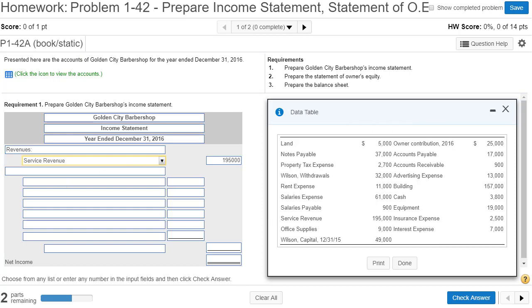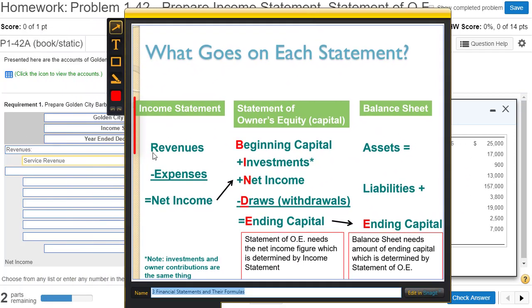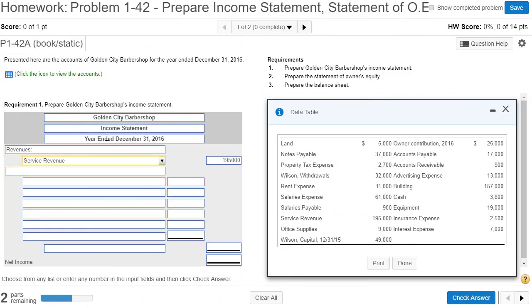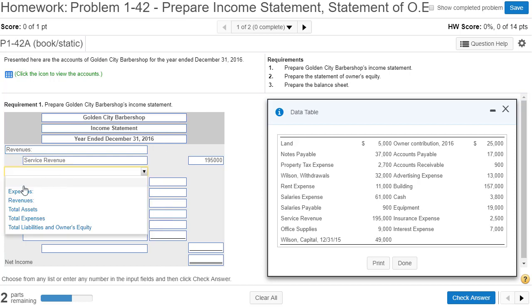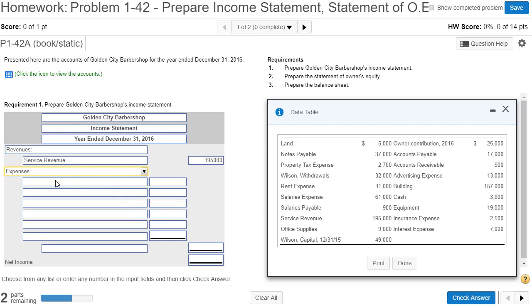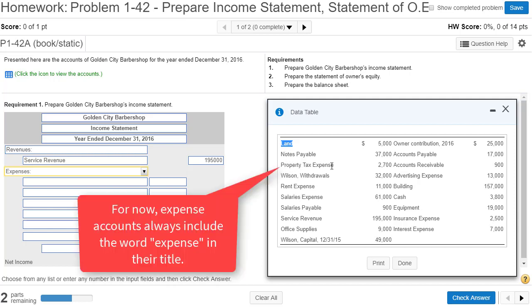So now, going back to our formula, remember the formula is revenues minus expenses. So we're going to list the expenses. Now, my accounting lab does not care what order you put the expenses in. So I'm just going to go in order. So starting here with land, I'm going to work my way down and find the first expense. So remember, expenses in this class will always have the word expense in it. So property tax expense of $2,700.